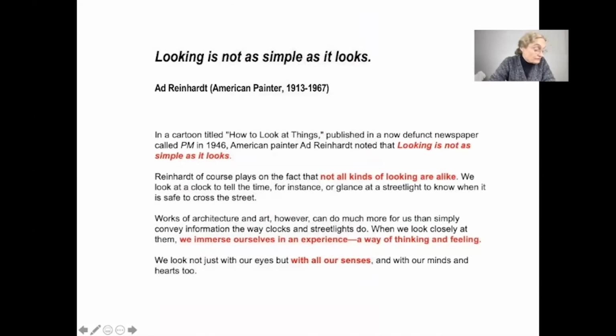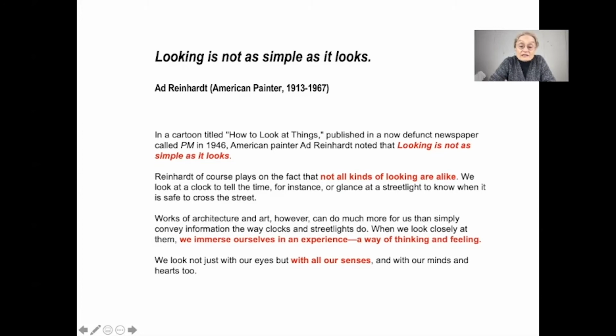Now, looking beyond the figure and focusing on the ground in a work of art or architecture is not easy. In a cartoon titled How to Look at Things, published in a now defunct newspaper called PM in 1946, American painter Ad Reinhardt noted that looking is not as simple as it looks. Reinhardt, of course, plays on the fact that not all kinds of looking are alike. We look at a clock to tell the time, for instance, or glance at a street light to know when it is safe to cross the street. These things give us information.